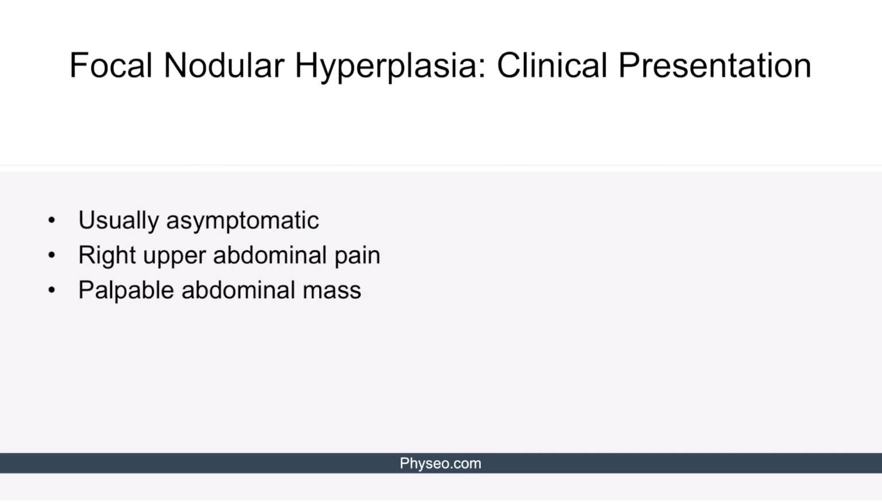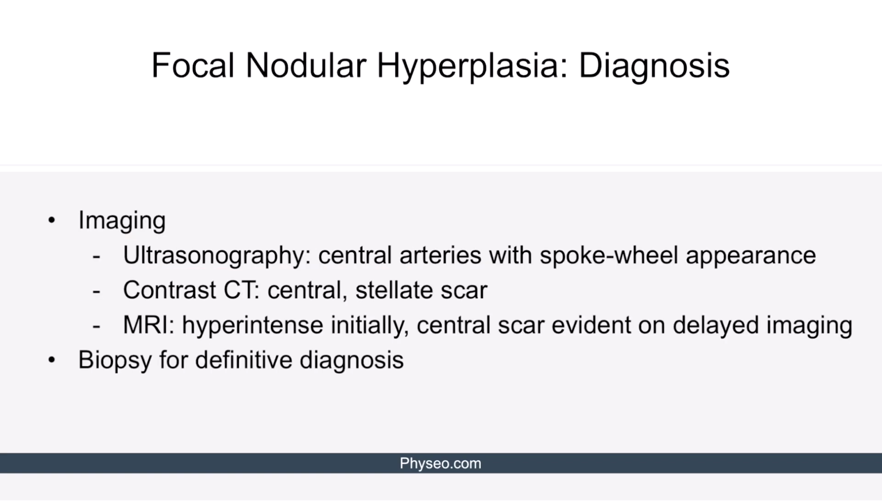Focal nodular hyperplasia is usually asymptomatic. However, it can result in right upper abdominal pain if it's large. Additionally, a palpable abdominal mass may be observed on physical exam. Let's talk about the diagnosis now.